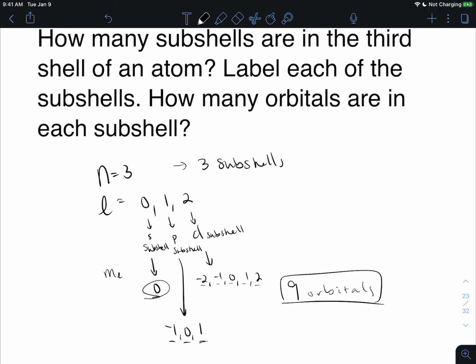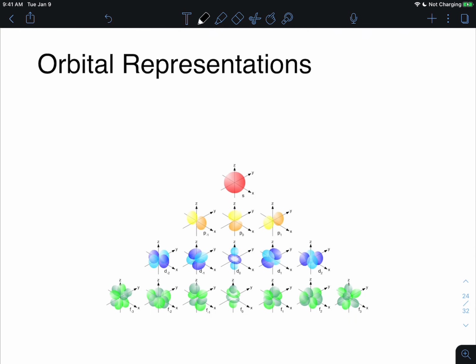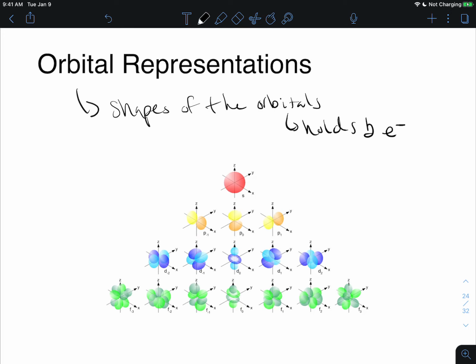There is 1 orbital within the s subshell, 3 orbitals within the p subshell, and 5 orbitals within the d subshell. Now, all of this brings us to what are called orbital representations, so the actual visual of our orbitals. Okay, so these are our shapes of the orbitals. And remember, an orbital holds 2 electrons.